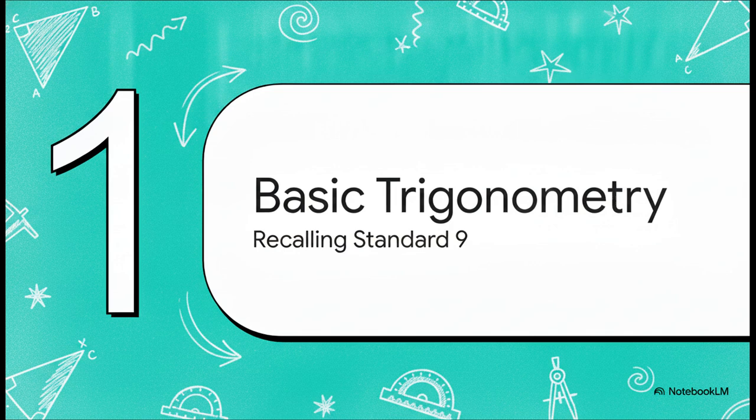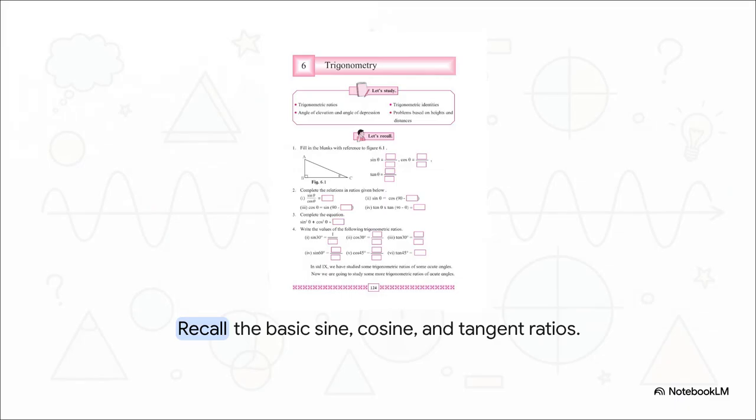Section 1. Recalling basic trigonometry. Let's just take a quick moment to refresh what we all studied back in Standard 9 regarding acute angles in a right-angled triangle. Okay, remember the core definitions.